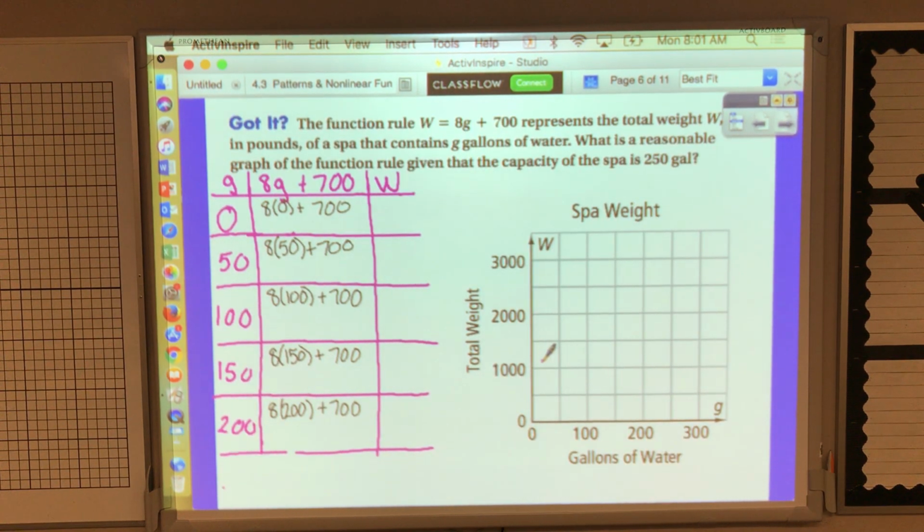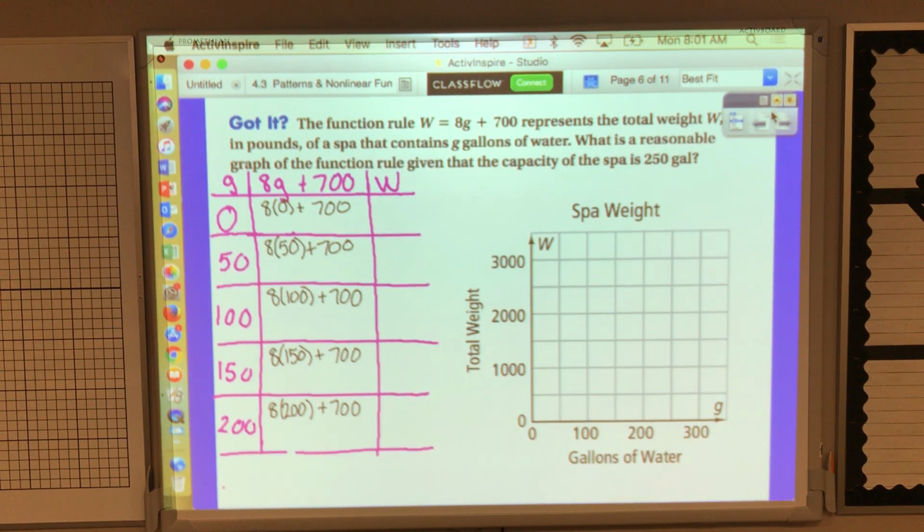Now let's look at some word problems. It says the function rule W equals 8G plus 700 represents the total weight W in pounds of a spa that contains G gallons of water. What is the reasonable graph of the function rule given the capacity of the spa is 250 gallons? So the total number of gallons can only be 250.